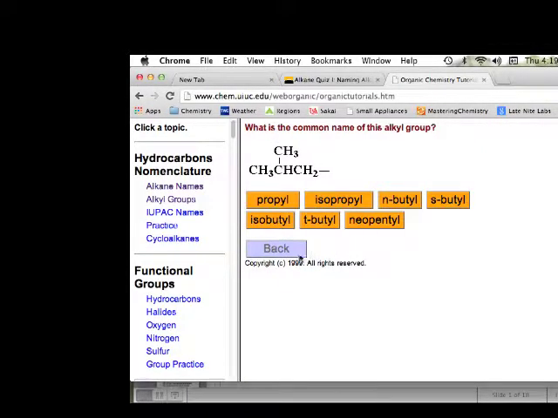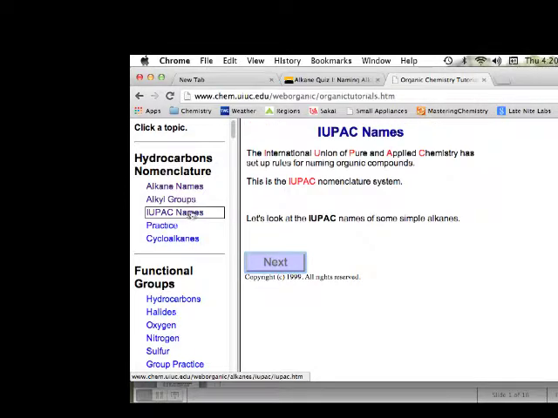Looks like we have a little bit, maybe that's the last question. So I would come back to this website, click on the alkyl groups, and write down the structure and the name for some of these alkyl groups, because those are going to be the substituents. That's how you're going to name substituents.